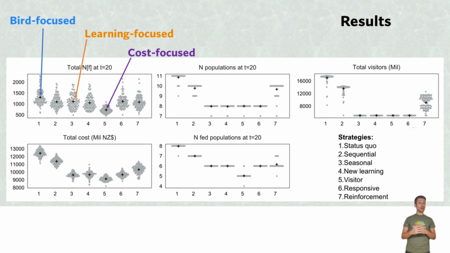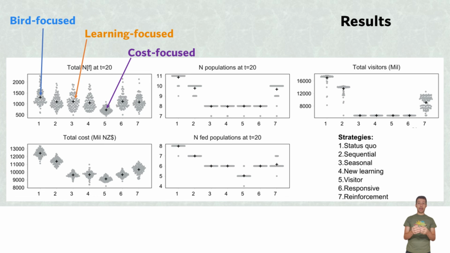The results are in a way expected and in a way very informative, because there are bird-focused, so conservative strategies that provide lots of birds but cost lots of money. There are aggressive or cost-focused strategies that save lots of money but sacrifice many birds. And others that use learning as an integrated part of management manage to strike a balance. And so, for example, by learning from actions, you can still save money and produce enough birds.